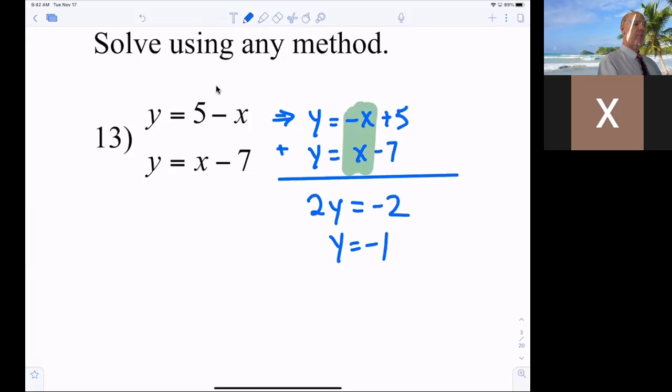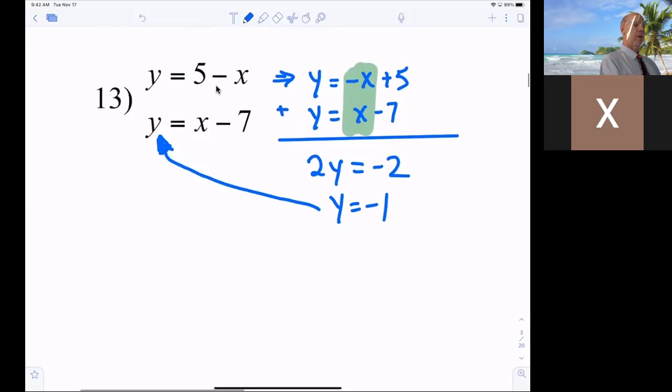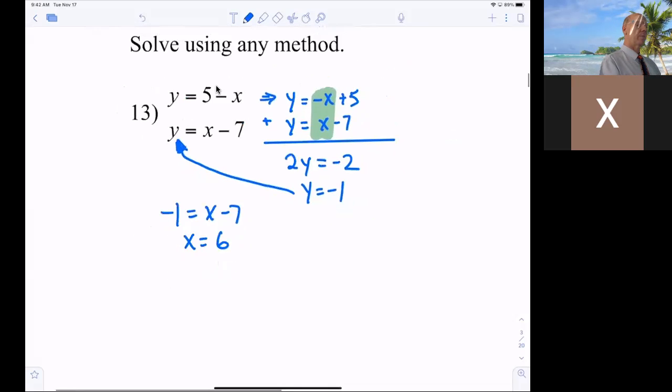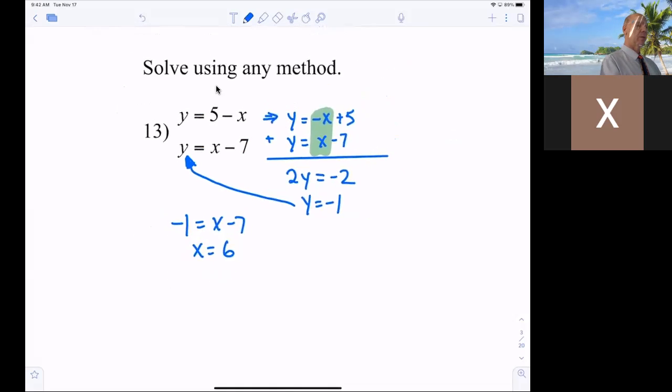So now if I plug y equals negative 1 right here, I have negative 1 equals x minus 7. So what do I have to do? Add 7. So what does x equal? 6. So the answer to the problem is what? 6 comma negative 1. Okay, pretty happy with that. Anybody have any issues?